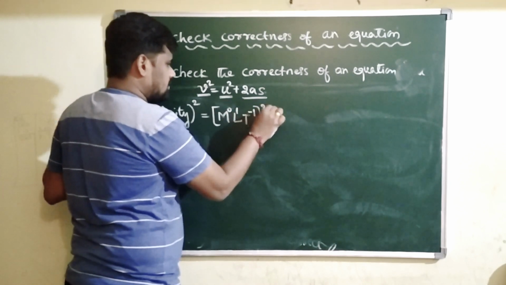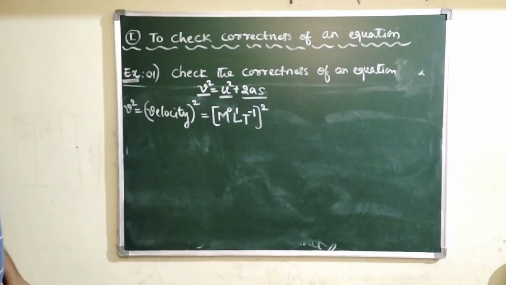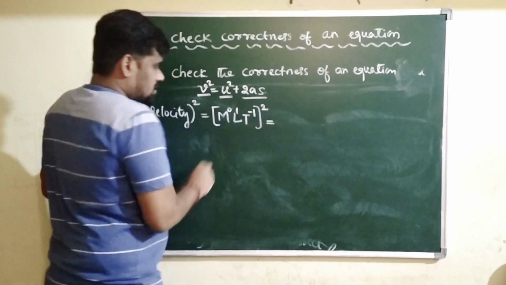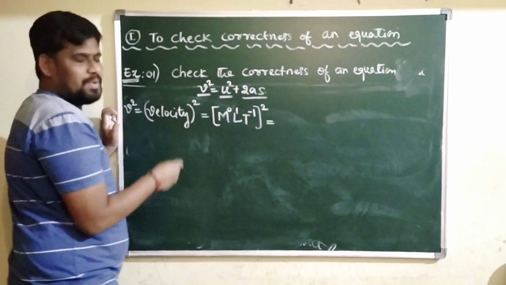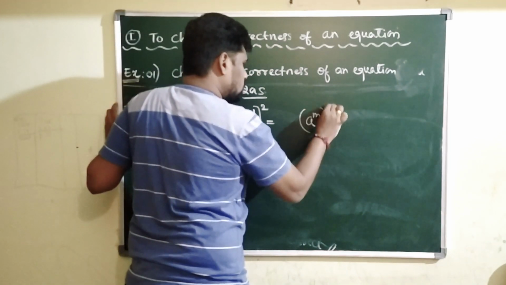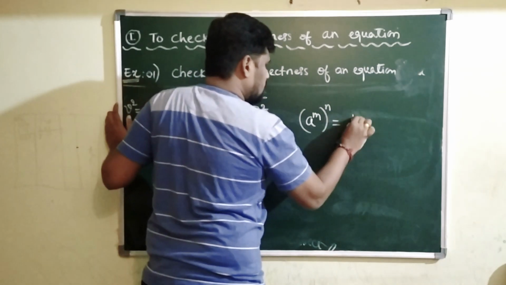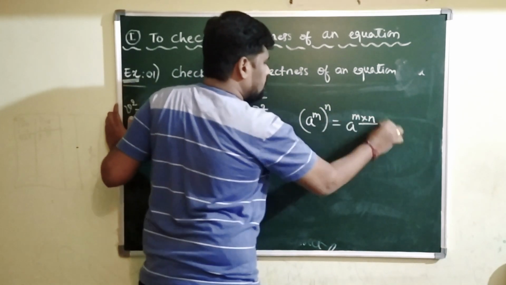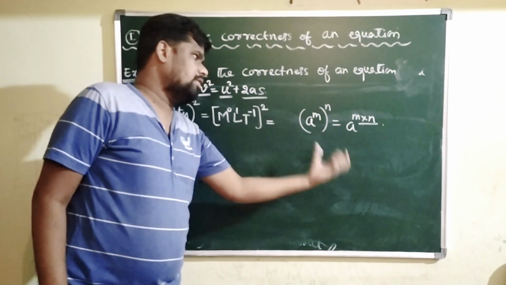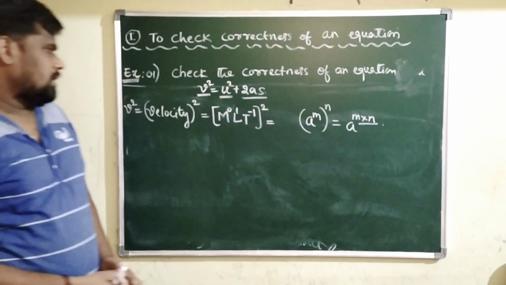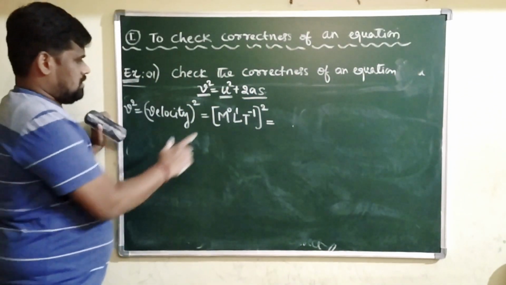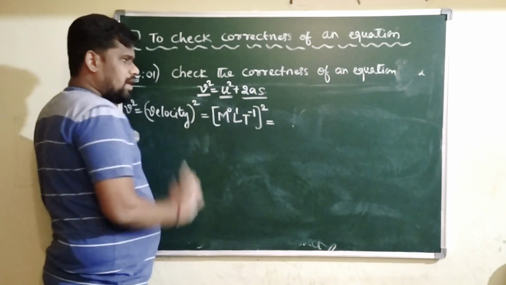It's a square. Okay. Here, simplification. Here, powers should be multiplied. You remember this, I hope. A power m whole to the power n should be equal to a power m into n. This is the rule. A power m whole to the power n should be equal to a to the power m into n. And whatever the powers we have, these powers should be multiplied by 2 here.